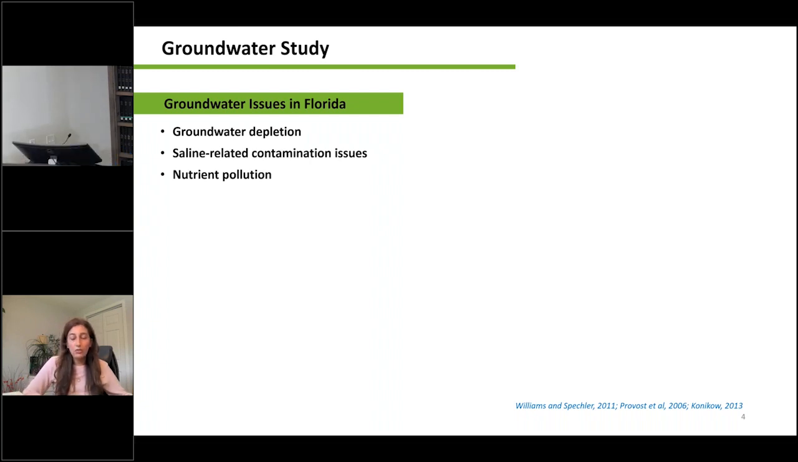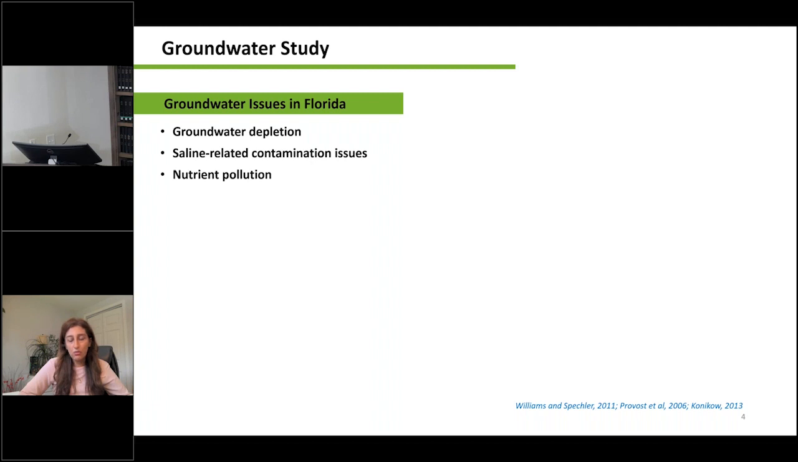Some groundwater issues I want to point to are groundwater depletion, which occurs in many areas of Florida, specifically the coastal areas and some areas in northern Florida. In general, if I want to give a number, I think it's 3.5 cubic kilometers of groundwater removed from the storage of the Floridan aquifer over the long term, like a century or so.